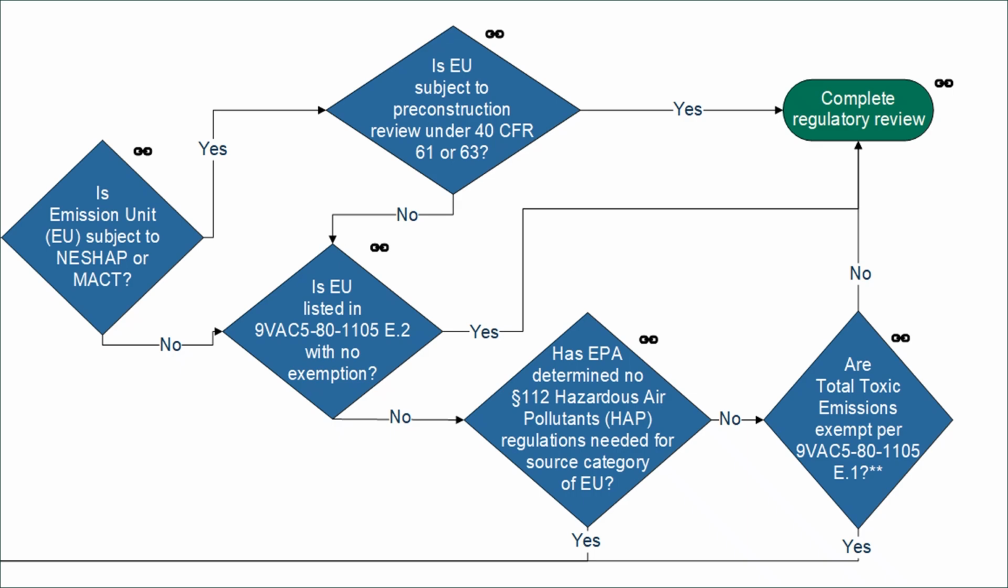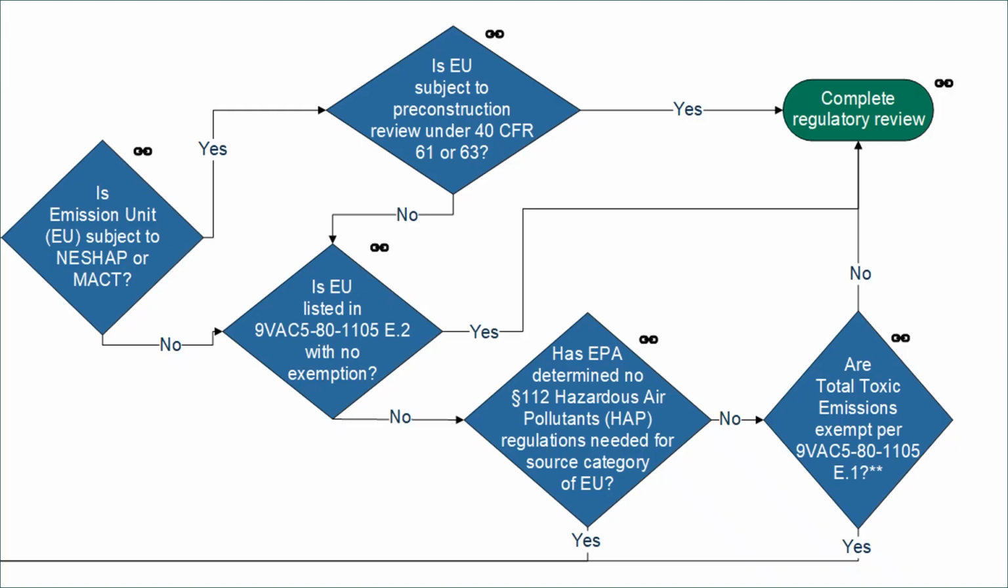permit, we next consider whether EPA evaluated the source category of the emission unit and determined that no regulatory action was needed. If all the emission units that constitute the new stationary source fall under this designation or did not require NESHAP MACT pre-construction review, the HAP toxics review is complete and we proceed to the next step of the flowchart to evaluate criteria pollutants. However, any emission units that have not already been excluded must then be evaluated for toxic pollutants under DEQ regulations as specified in 9VAC 5-80-1105 E1, and I apologize for that citation.